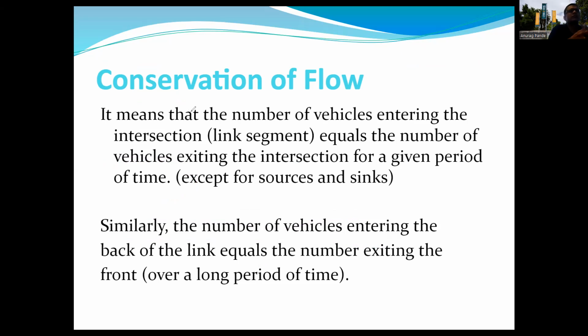When we are trying to do this route choice or the traffic assignment problem, what we have to make sure is that we do a conservation of flow. The number of vehicles entering an intersection or link segment equals the number of vehicles exiting the same node. Origins and destinations are sources and sinks, where the numbers will be different, but at any intermediate node, the number of people coming in will be equal to the number of people going out. That's what we call the conservation of flow.